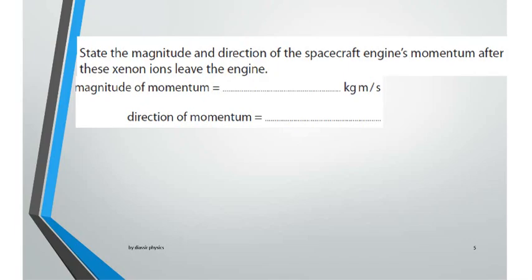So then this is the question that can arise: state the magnitude and direction of the momentum of the spacecraft. The gas has momentum of 6.8 x 10^-4 kg m s^-1 to the left, so the spacecraft will move forward, that is to the right.